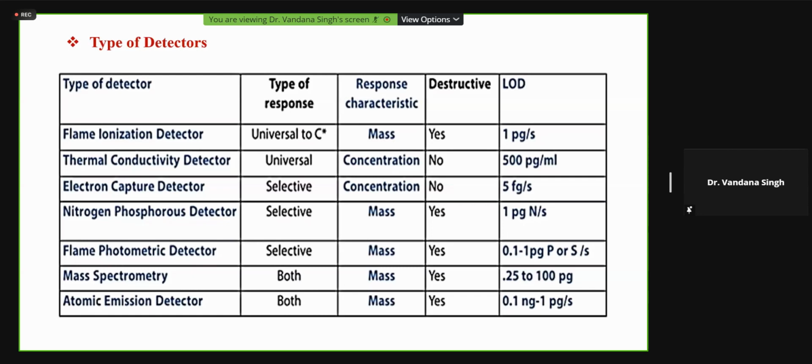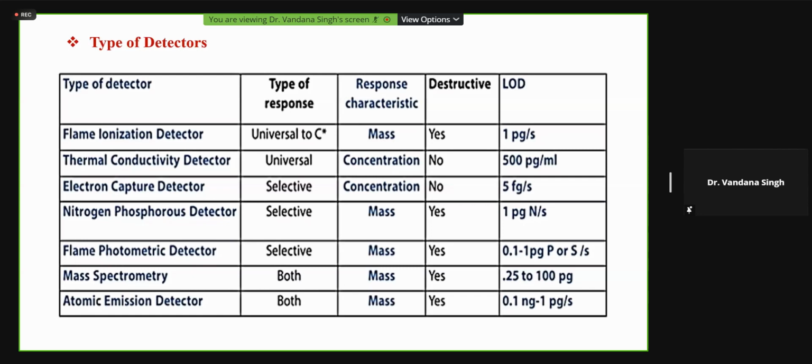This is what we do. We measure the area of this peak, and then the peak areas of all the components are measured. The peak area of an analyte is divided by the whole area, and then multiplied by 100 to get the percentage concentration of that analyte in our sample. So this is what we do exactly.